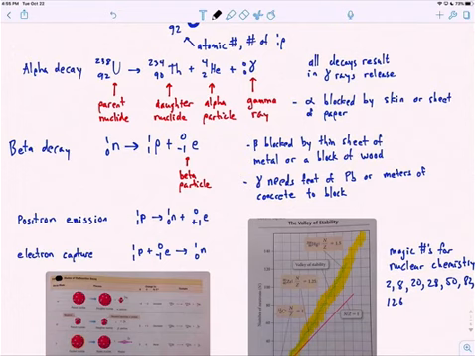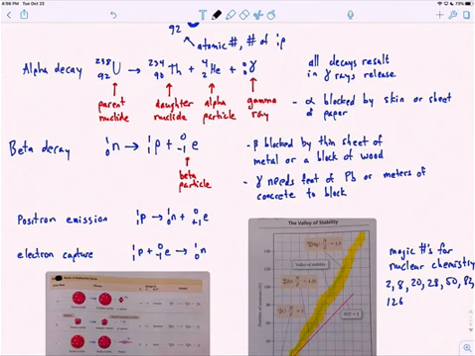So notice some of these things. On the top equation, right up here, notice that the 92 equals 90 plus 2 plus 0. So the top numbers are the same. And 238 is, in fact, 234 plus 4 plus 0. So the bottom numbers and the top numbers are the same. Same thing with a neutron here: 1 equals 1 plus 0, and 0 also equals 1 minus 1. So the top numbers and the bottom numbers are the same for nuclear equations.